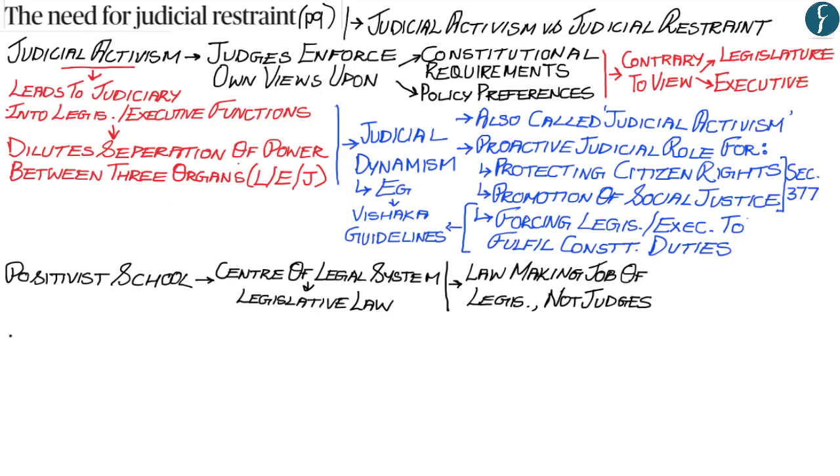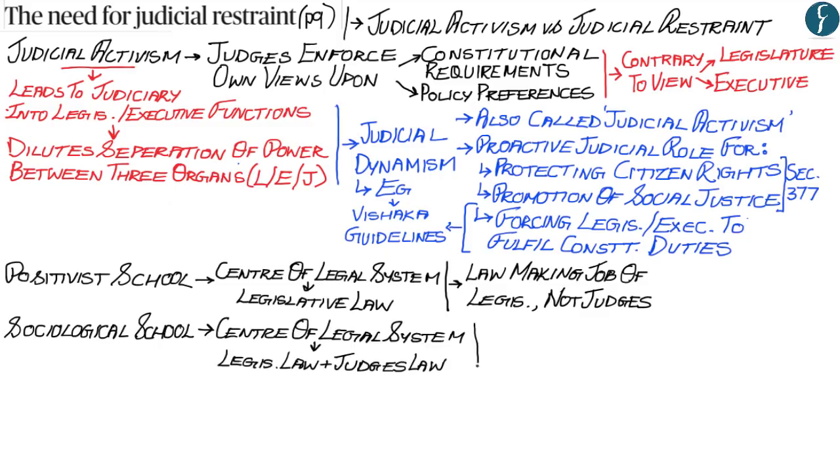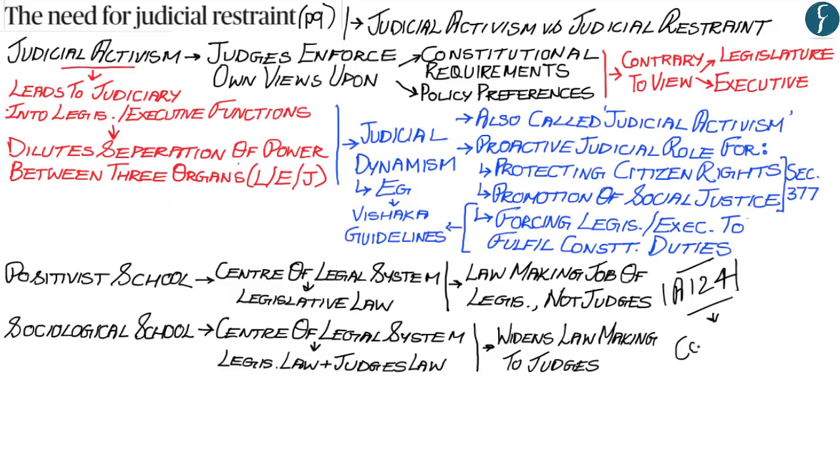However, in comparison, the author highlights the sociological school of thought. According to the sociological school of thought, it shifts the center of gravity of the legal system to include laws that have been made by judges. What the sociological school does is that it increases the discretionary powers of the judges to make laws. Now, the best example of this would be the collegium system. Under Article 124 of the Constitution of India, it prescribes how the Supreme Court judges are to be appointed, and nowhere in the Constitution of India, or even by the fathers of the Indian Constitution, has anything been said of a collegium system.